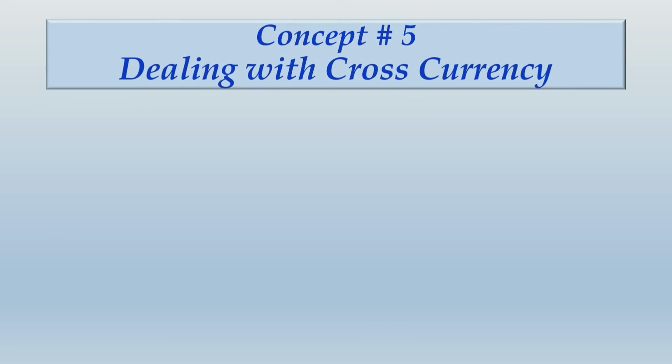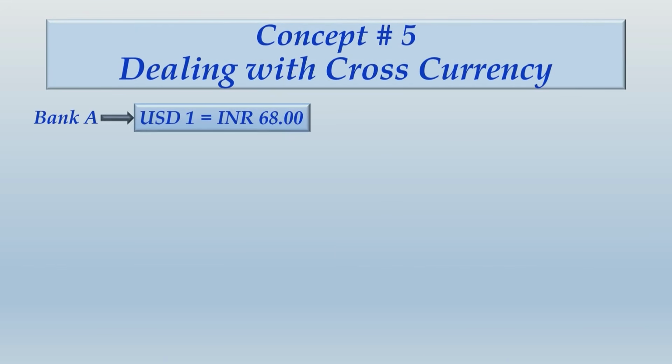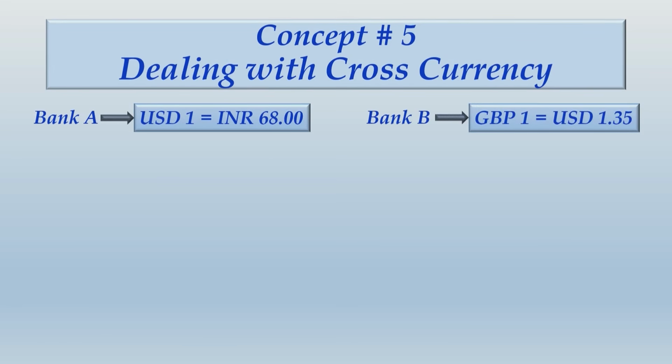In this video, we are going to talk about how to deal with cross currency calculations in Forex. Concept number 5, that is dealing with cross currency. So same example, Bank A has given a quote of USD1 equals to INR 68 and Bank B has given a quote of GBP1 equals to USD 1.35.